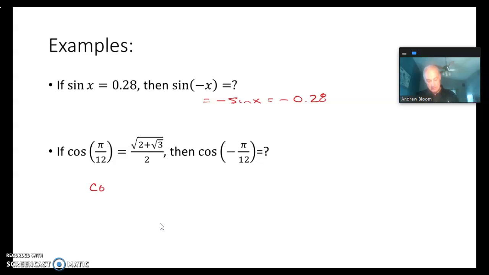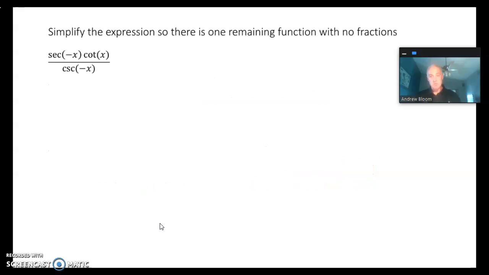Well, our identity is that the cosine of negative x is equal to the cosine of x. And if you think about it in your head, that does make sense, right? Cosine is positive in quadrant 1 and positive in quadrant 4. Cosine is negative in quadrant 2 and negative in quadrant 3. So if we're looking at those rotations, the positive rotation and the negative rotation will have the same value because they'll be in quadrant 1 and 4 or they'll be in quadrant 2 and 3. So if cosine of pi over 12 is equal to the square root of 2 plus root 3 over 2, then the cosine of negative pi over 12 is also equal to the square root of 2 plus root 3 over 2.